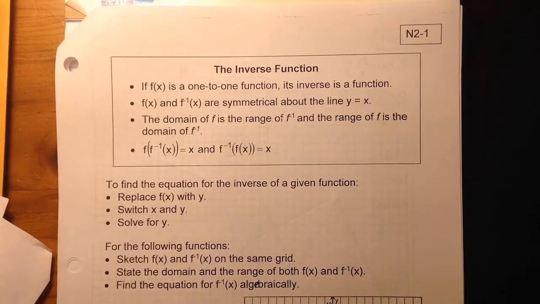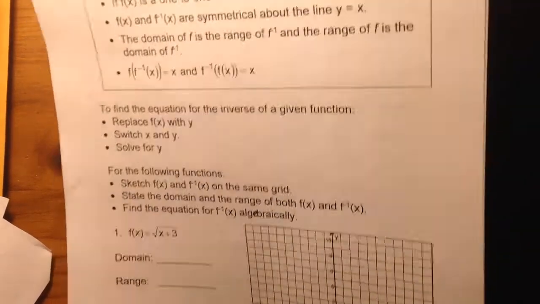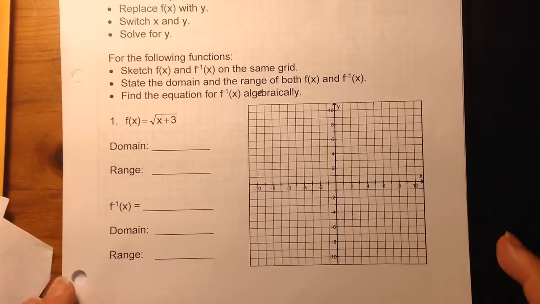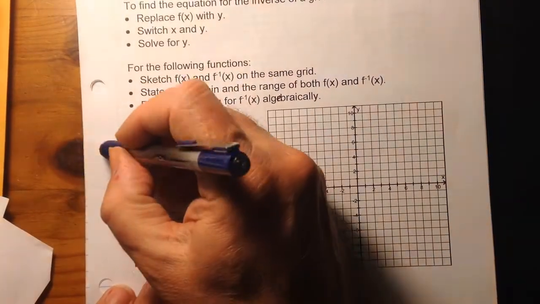So, it says for the following functions, sketch f of x and f inverse on the same grid. State the domain and the range of both f of x and f inverse of x. Find the equation for f inverse algebraically. All right, so let's start by, I'm going to make myself a little table here over to the side.